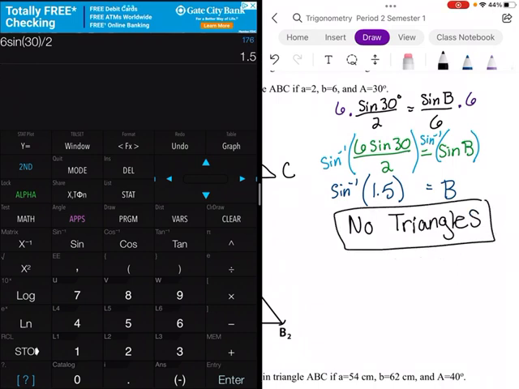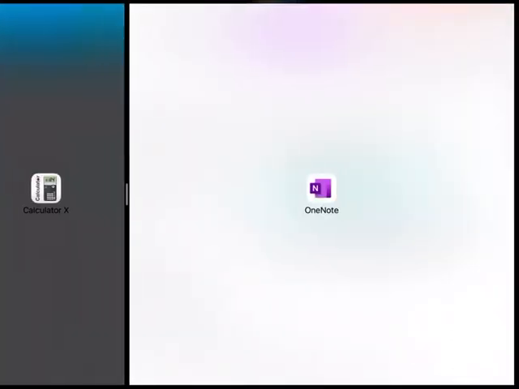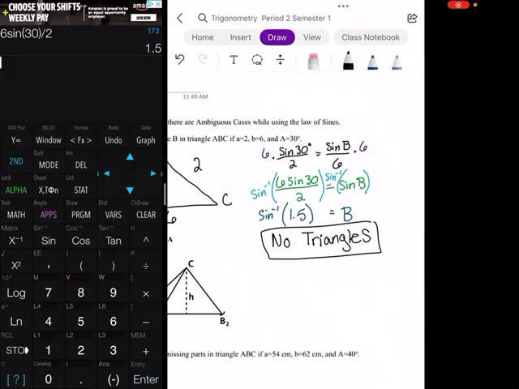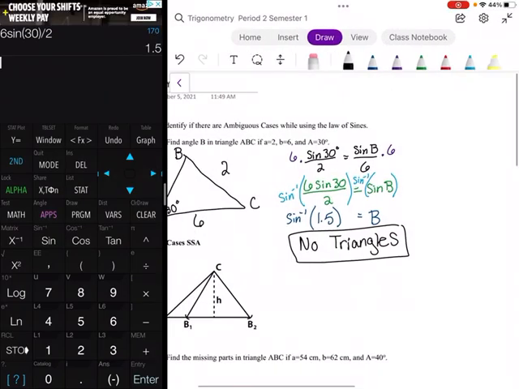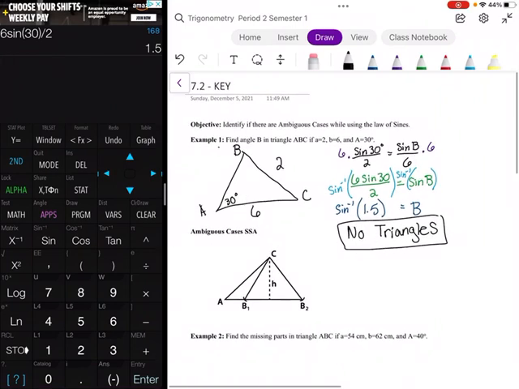Yesterday, what we went over, there was always one triangle that showed up for each of our answers. Today, some of the examples are going to have no triangles that are possible because the side lengths aren't going to be long enough to form a triangle.